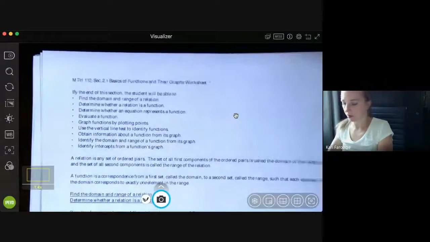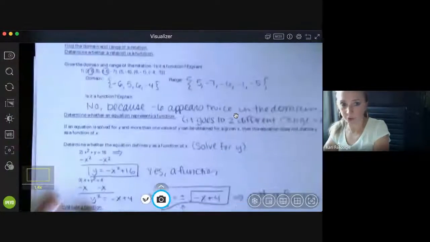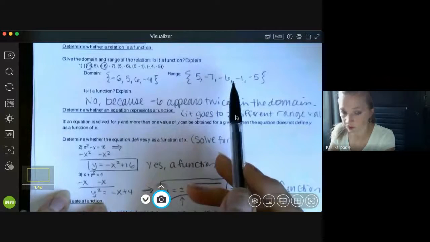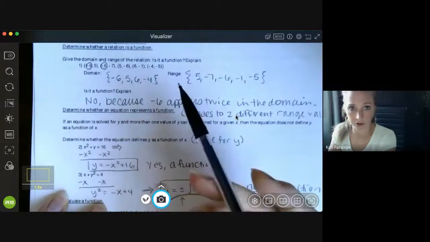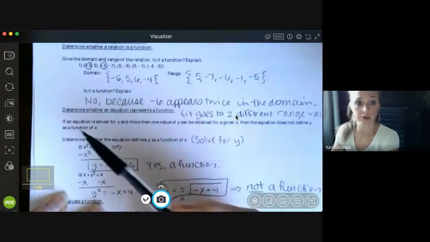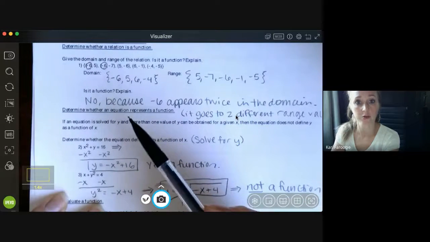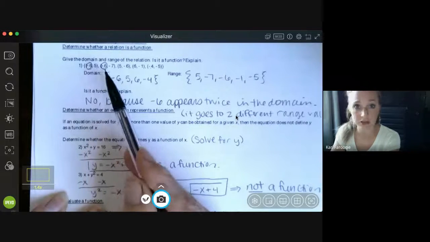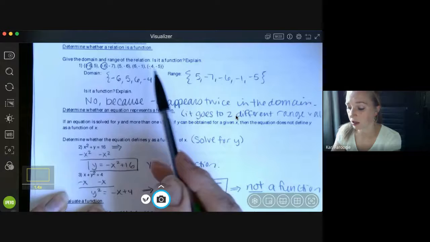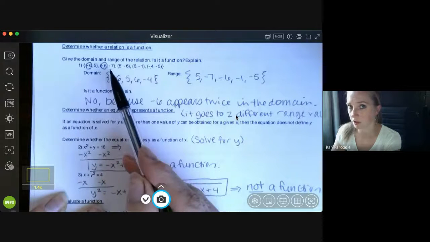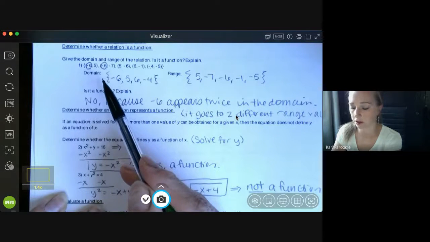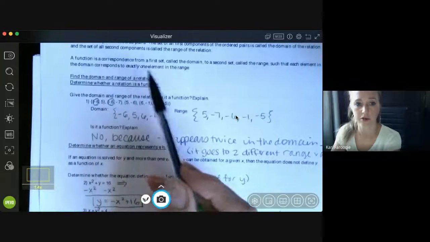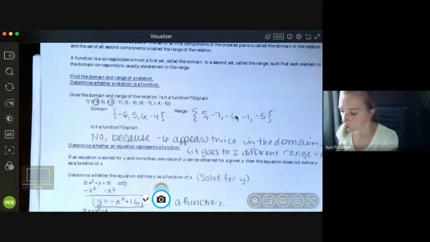Here we go. All right, so we started out by talking about finding the domain and range for a set of ordered pairs, which was a relation. Then we talked about whether or not the relation was a function. We said that it was not in this case because we had two values that were repeating in the domain. Remember, it's okay if your range values repeat, but your values in the domain cannot repeat. Otherwise, you're violating the definition of a function where the domain corresponds to exactly one element in the range.